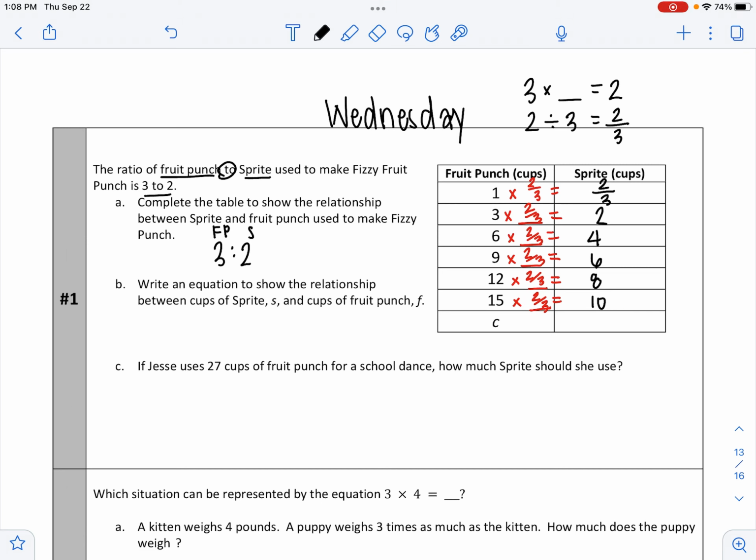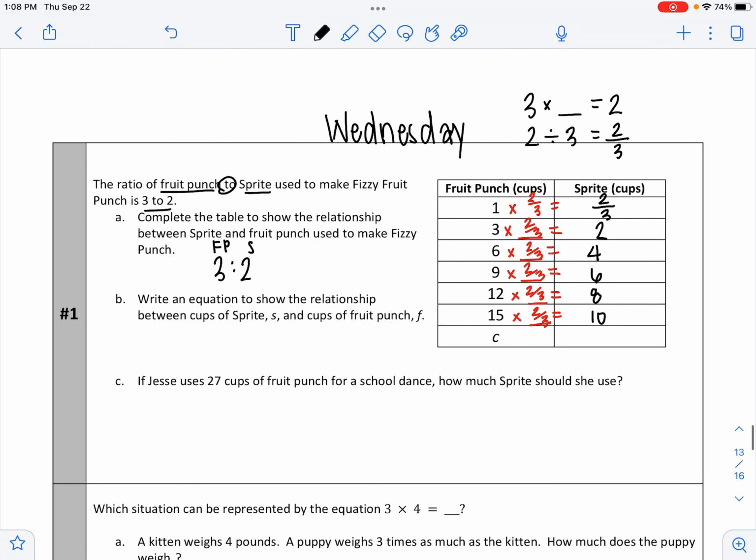In any ratio table, every ratio is equivalent. So if you're ever uncomfortable with this part, maybe the numbers feel tricky, you could also set up an equivalent ratio. For example, you could say, I know the ratio of fruit punch to Sprite is 3:2. I know that I have 1 cup of fruit punch. Since I divided 3 by 3 to get 1, I need to do the same thing to the other side to find my missing number. 2 divided by 3, which again is 2/3. The same answer we got using the first method. It is important to be able to see the pattern to answer question B.